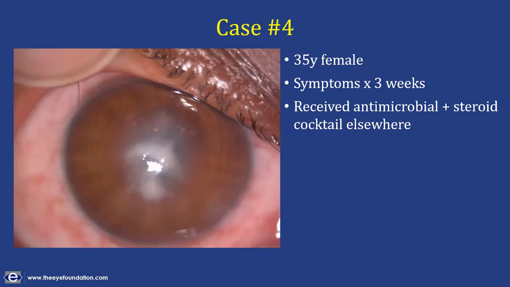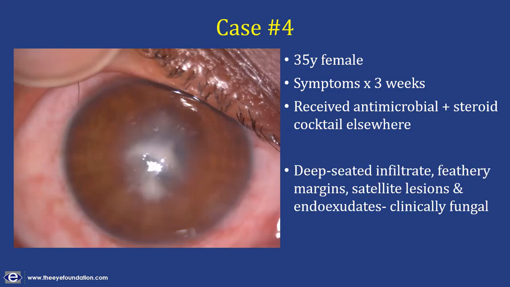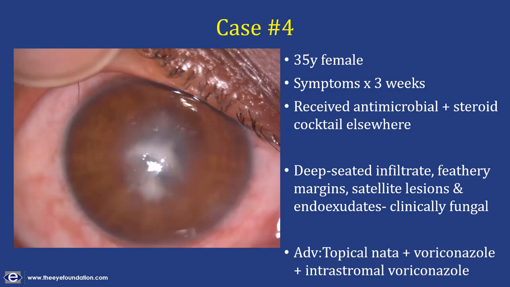So consider this fourth case of a 35-year-old lady who came in with a 3-week duration of symptoms. She had received an antimicrobial and steroid cocktail elsewhere. She received topical antibiotics, antifungals, antivirals elsewhere, and had come to us. And this was a deep-seated infiltration with feathery margins, satellite extensions, and endoexudation, clinically a fungal ulcer. And there were no scrapable lesions, so she was not subject to a corneal scraping.